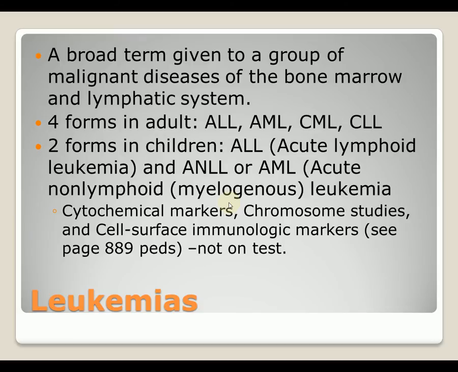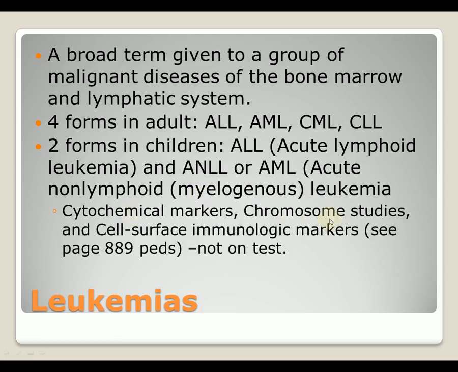Leukemias are the most common form of cancer in childhood. You have broad terms that are given to a group of malignant diseases of the bone marrow and lymphatic system. There are 4 forms in adults: ALL, AML, CML, and CLL. There are 2 forms in children: the ALL, the acute lymphoid leukemia, and the ANLL or AML, which is the acute non-lymphoid myelogenous leukemia.